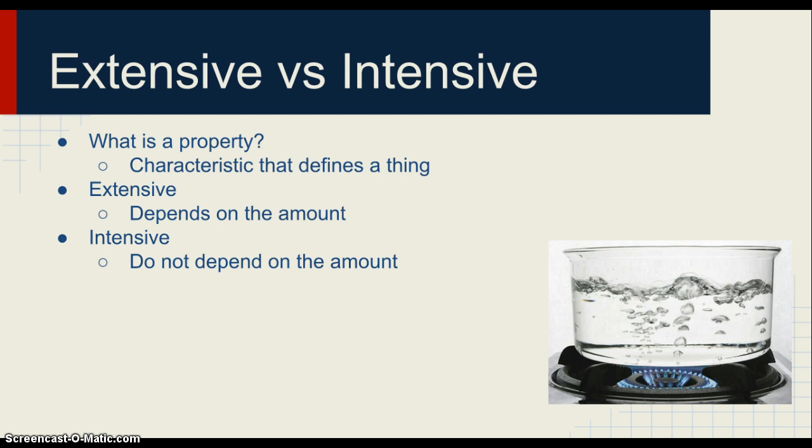For example, color. If you have a yellow highlighter and you cut it in half, it's still going to be the color yellow. Or you could think, for example, density. If you have a cup of water and then you pour half of it out, it's still going to have the same density as water. We'll get to density in another lesson.